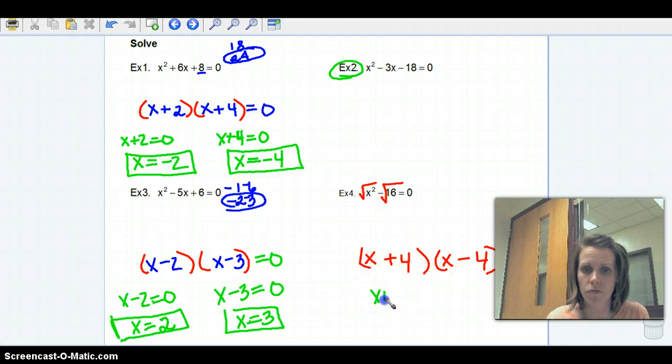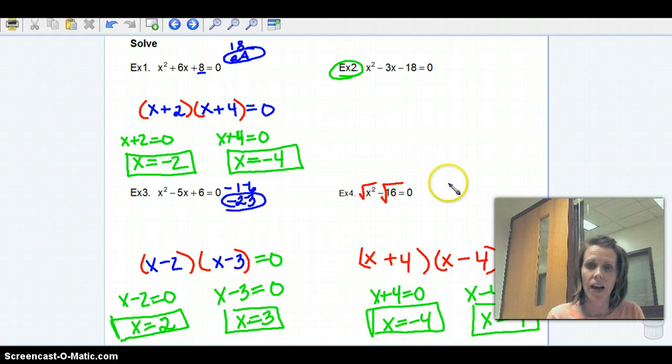So x plus 4 equals 0, and x minus 4 equals 0. Do the opposite for both equations, minus 4. So x is equal to negative 4. Add 4 on both sides, so x is equal to positive 4. And you've got your two answers.